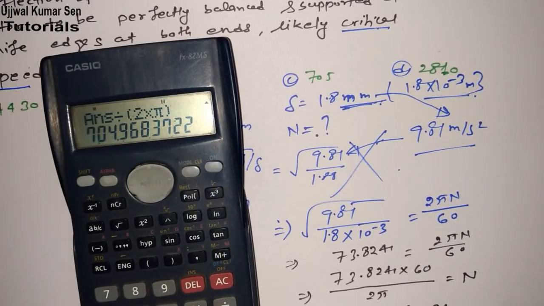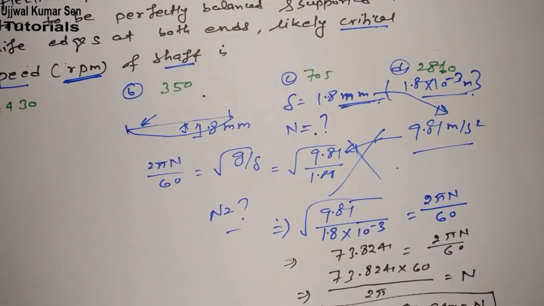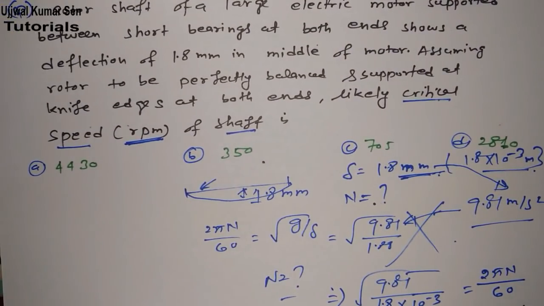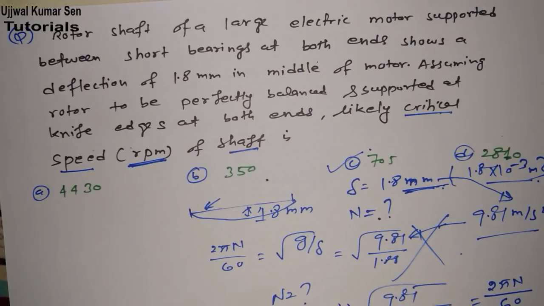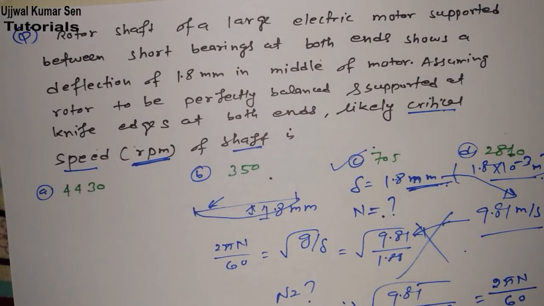704.96 rpm is equal to N. Okay, now check the answer, which is the right answer among the options. Can you guess which one is the right answer among the options? That is C. C is the right answer for this question. Well, I have shared with you this single question only, and this question has been asked in the GATE previous year paper. Hope you understand the question, right?